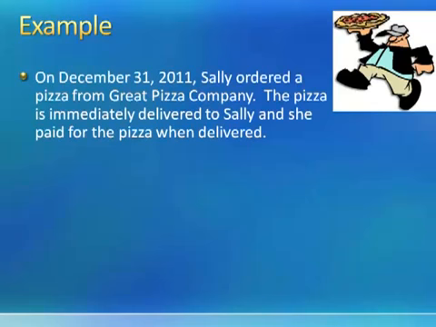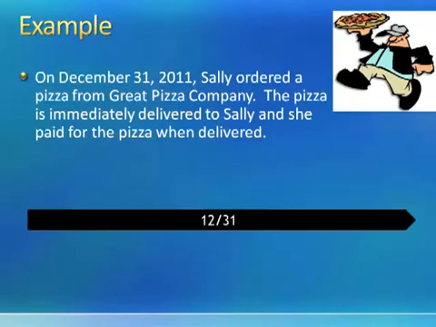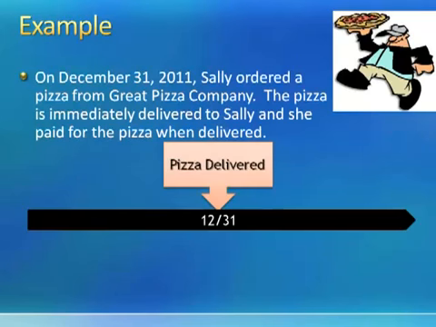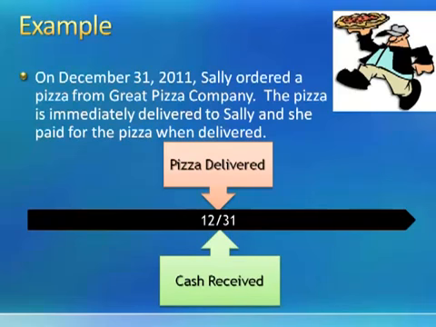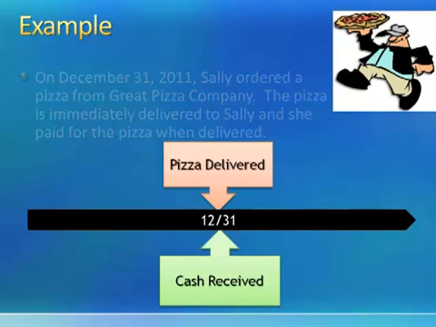Now we have an example. On December 31st, Sally ordered a pizza from Great Pizza Company. The pizza is immediately delivered to Sally, and she paid for the pizza when it was delivered. So we have pizza being delivered and cash being received. The cash received is what we want to pay careful attention to.